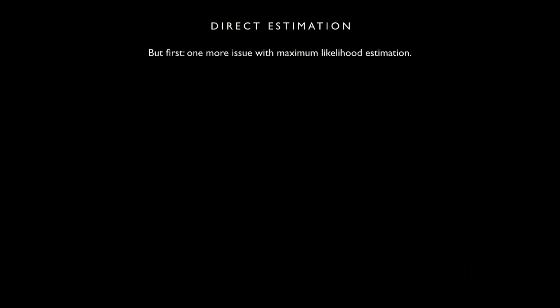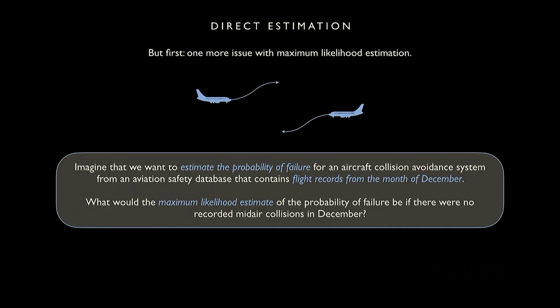Okay, so before we get into importance sampling, let's talk about one more issue with maximum likelihood estimation. We'll use a collision avoidance example. Imagine we want to estimate the probability of failure for an aircraft collision avoidance system, and we have an aviation safety database that contains flight records from the month of December. Let's say there were no recorded mid-air collisions in December. What would be the maximum likelihood estimate of the probability of failure?